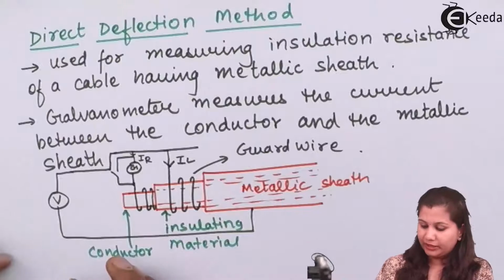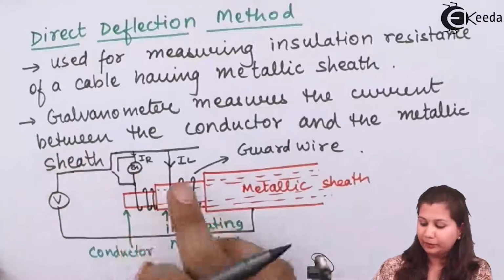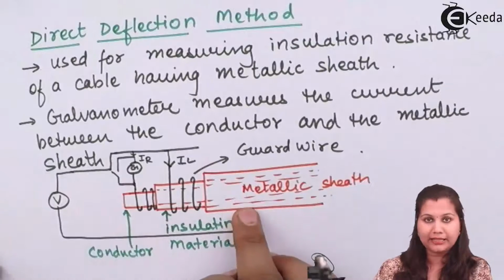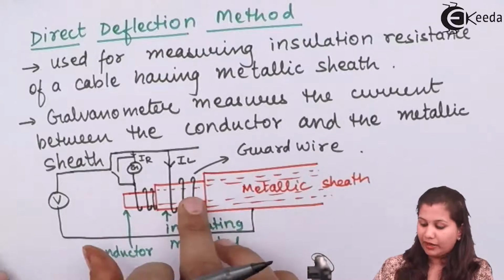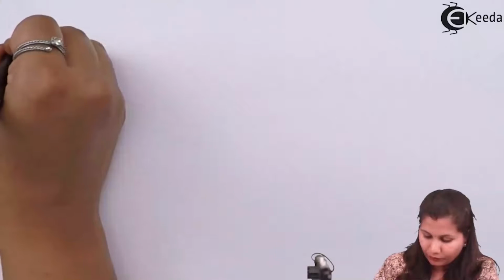The galvanometer measures the current between the conductor and the metallic sheath, and the guard wire is bypassing the leakage currents. So that was the case when the cables have a metallic sheath over them. Now the second case is of the cables which have no metallic sheath.